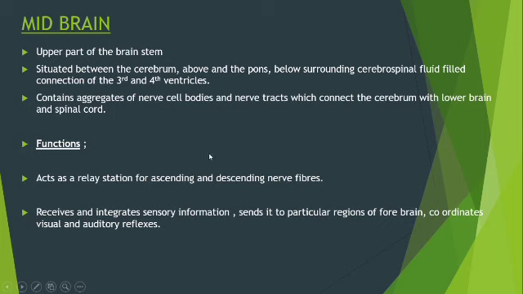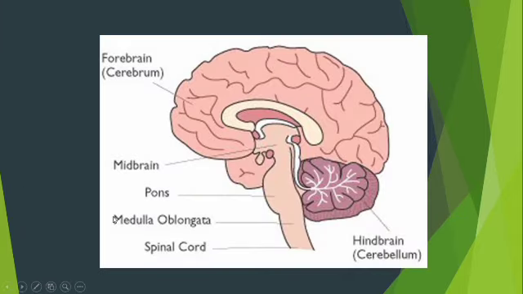The functions of the midbrain include: it acts as a relay station for ascending and descending nerve fibers, and also it receives and integrates sensory information, auditory and visual information, and sends it to particular regions of the forebrain and coordinates auditory and visual reflexes. So here in the middle you can see the midbrain, which mostly acts as a relay station.